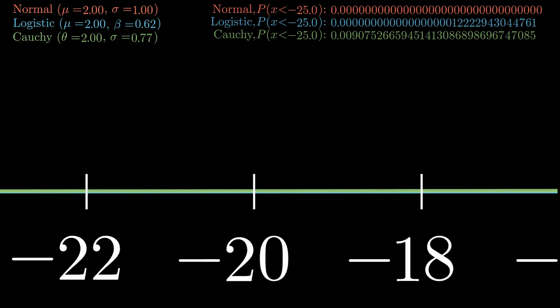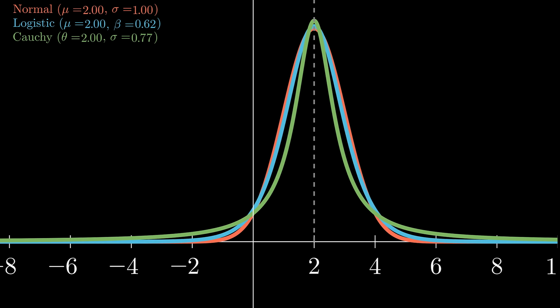And as we travel farther and farther into the tails, we can see that these distributions are actually incredibly different from each other. Two of these distributions have an expected value of 2, the normal and the logistic. The Cauchy, the one in green, looks quite similar to the other two, but the crazy thing is that it doesn't have an expected value at all, and no amount of zooming is going to convince us of that fact.